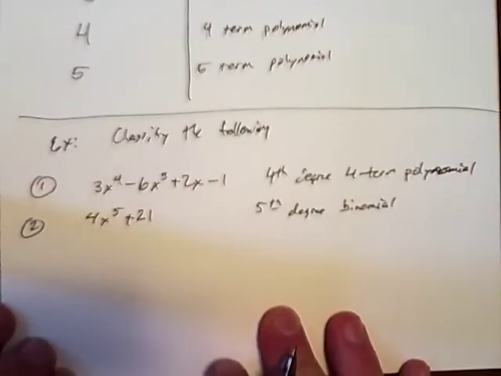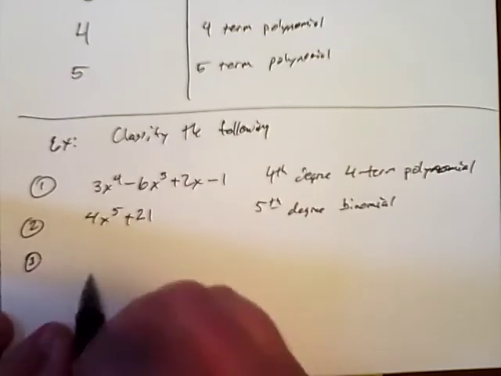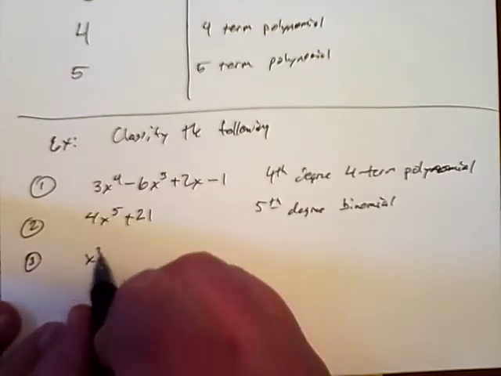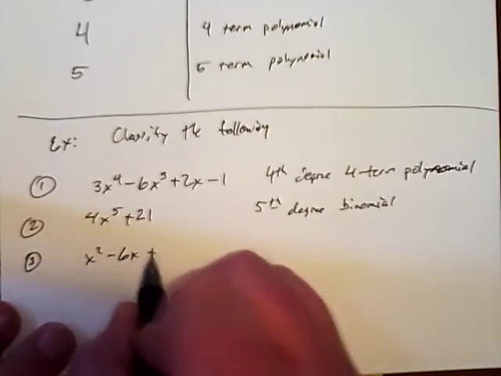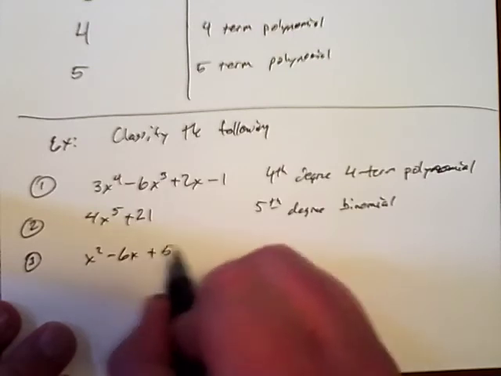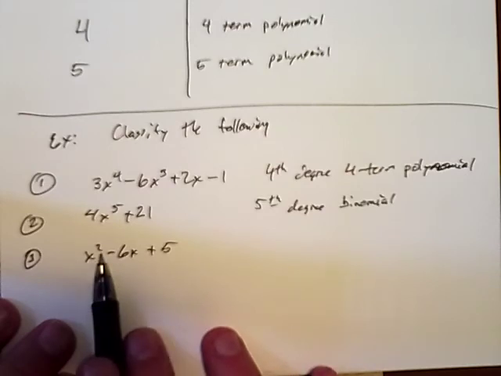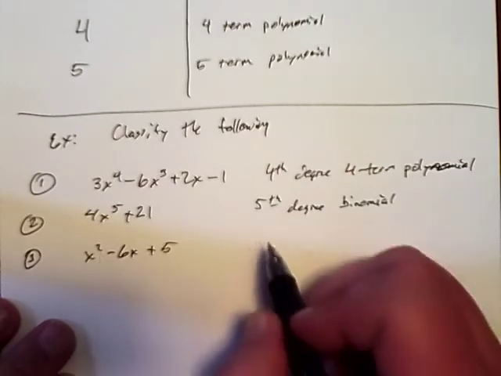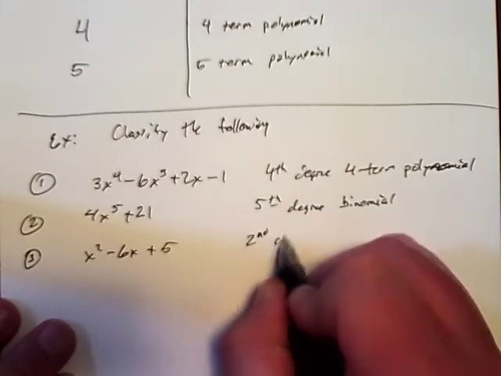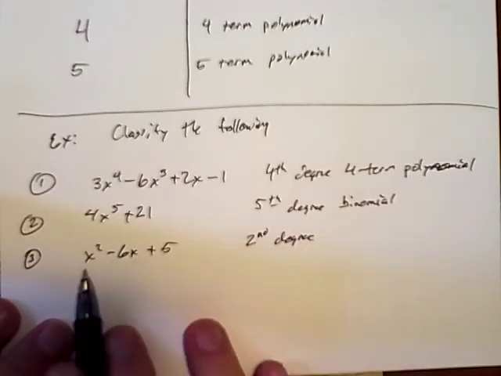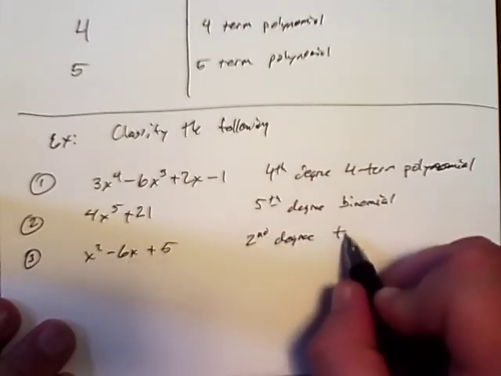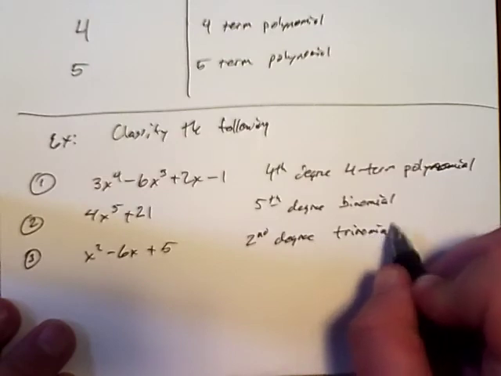A 5th degree binomial. Let's try a couple more here. Let's go with x squared minus 6x plus 5. Well, here I have x squared, so I have a 2nd degree, and I have 1, 2, 3 terms, so this would be a trinomial.